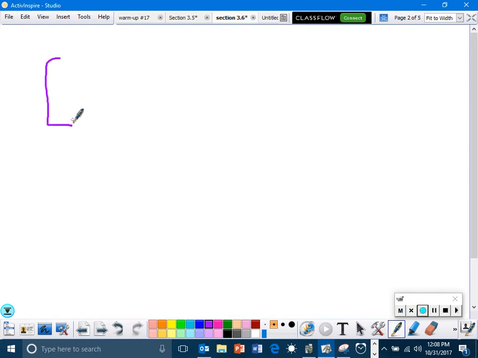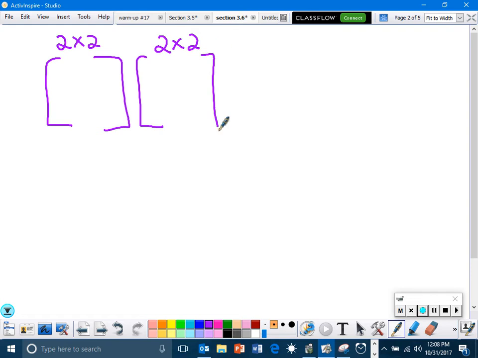So I'm going to try to keep this as simple as possible. So I'm going to have a 2 by 2, and I'm going to have a 2 by 2. Okay, 2 by 2 is the easiest matrix that you can have. All right, so I'm going to just use letters. So I'm going to go A, B, C, D. Over here, I'm going to go E, F, G, H. Okay, and we are multiplying those two matrices together.